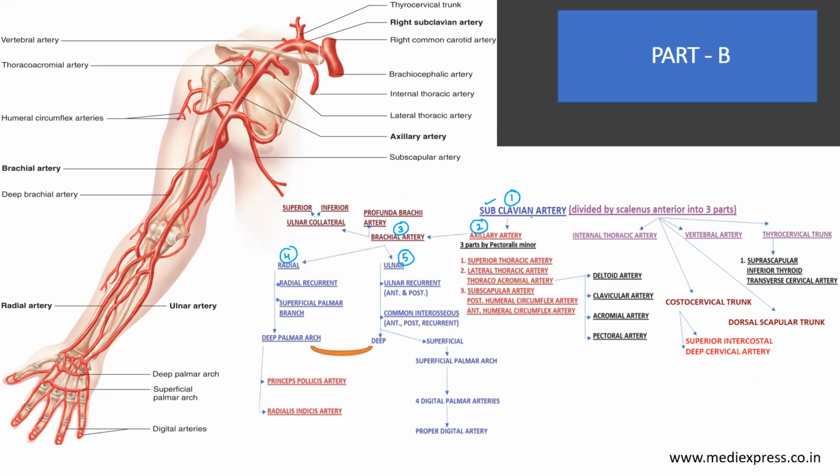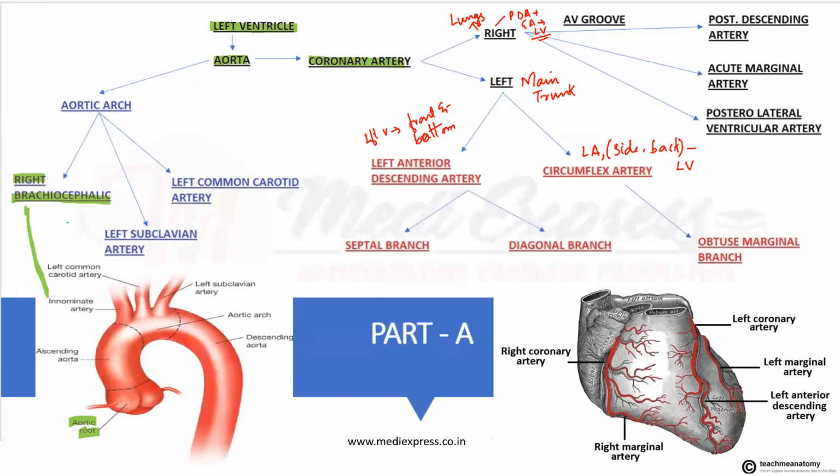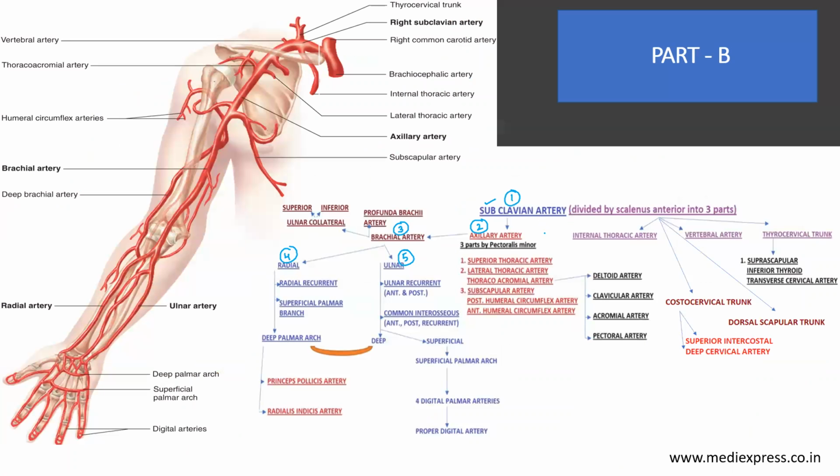Okay, now first one we'll talk about is the subclavian artery. Now the arterial supply to the upper limb begins with the subclavian artery. On the right side, I have already said in the previous slide, the right subclavian artery is a branch of the right brachiocephalic artery. Once again I'll repeat: on the right, the subclavian artery arises from the brachiocephalic trunk, and on the left, it branches directly from the arch of aorta.